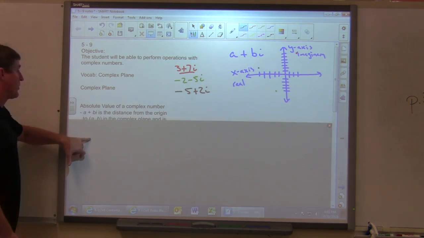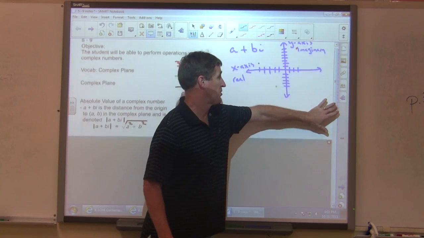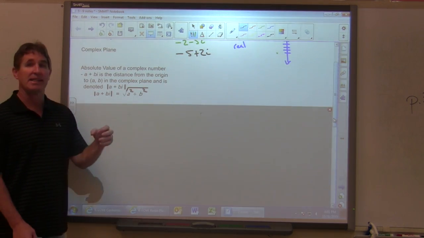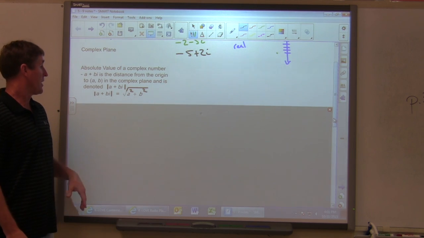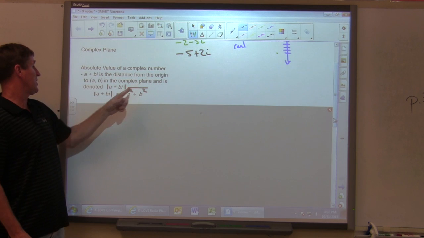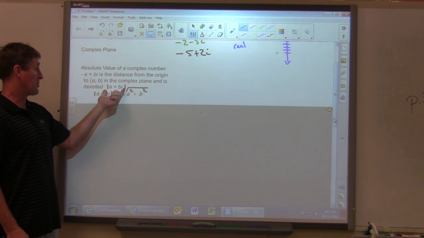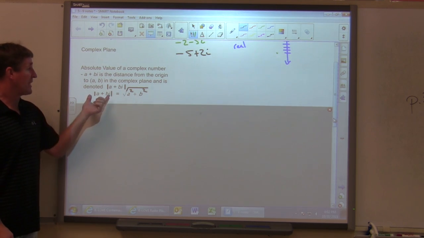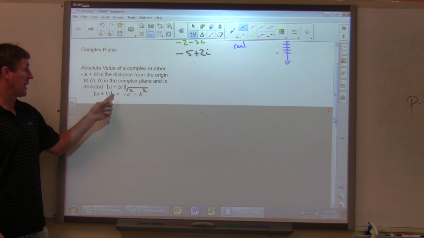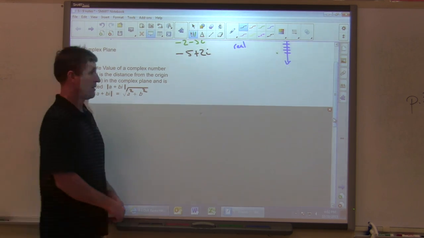This is going to lead into absolute value. If you remember absolute value from the first unit, absolute value is the distance from 0. So the absolute value of a plus bi is the distance from the origin to (a, b) in the complex plane, and it's denoted by the absolute value of a plus bi. To find that, you simply take the square root of a squared plus b squared.